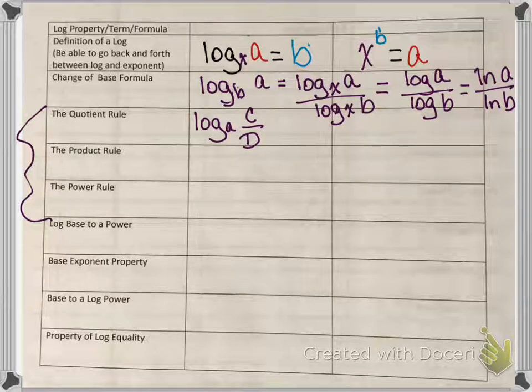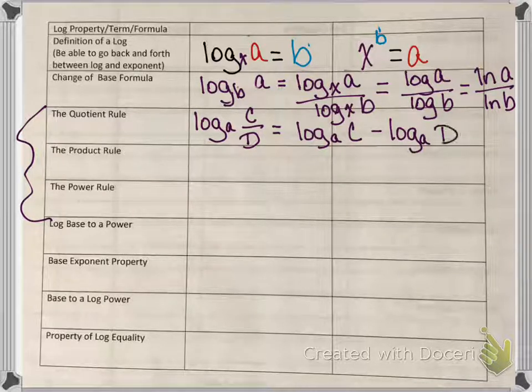X to the 5th over x squared. I subtracted. That's exactly right. I subtracted. I am going to subtract here as well. So this equals log base A of C minus log base A of D. That's what that means. So it's similar to our quotient rule with exponents.